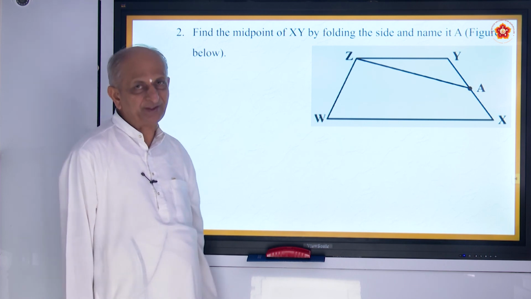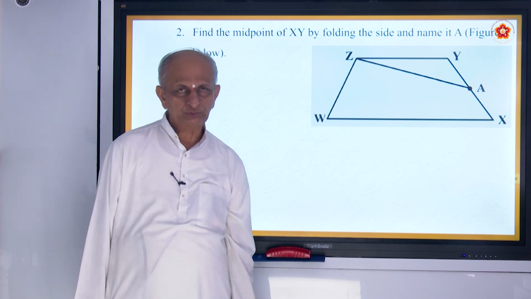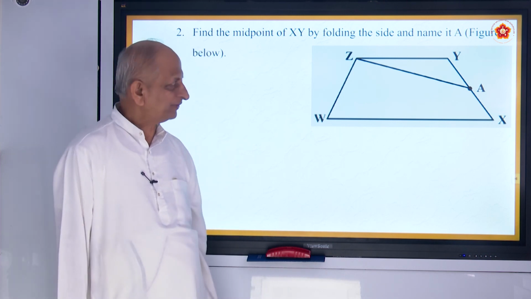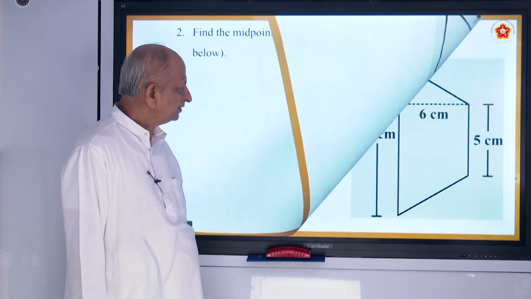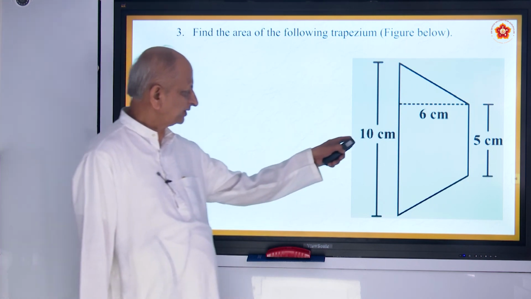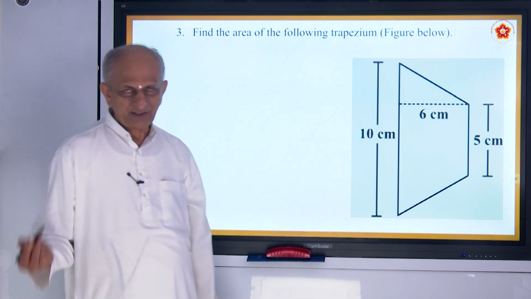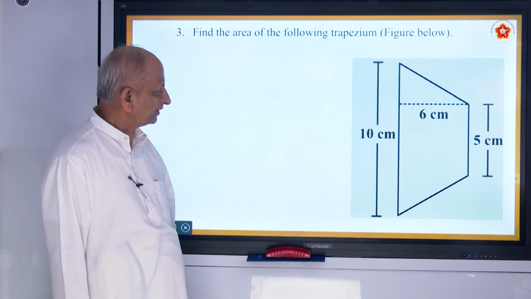Okay, this is an activity actually, and there will be mathematical practicals. For that it will be helpful. And third question, find the area of the trapezium. The parallel sides are given 10 and 5. Height is given to be 6. Directly apply, you will get the answer.